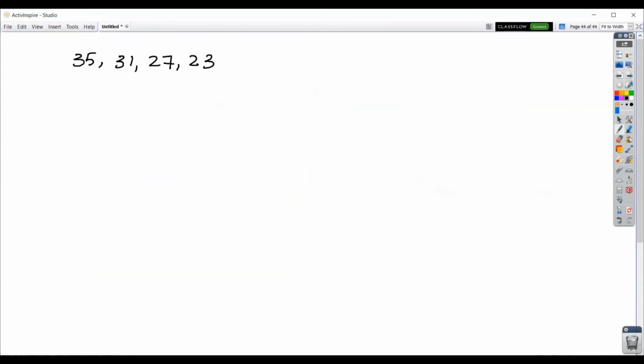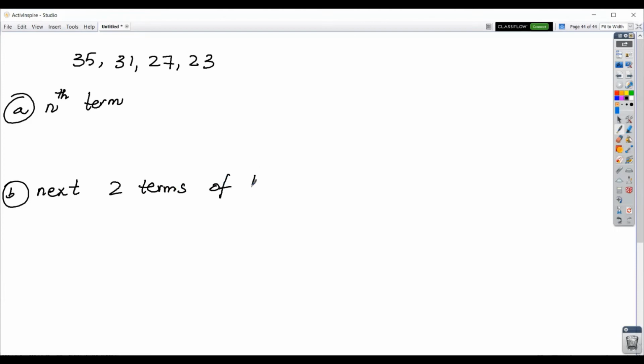What we are finding out in this question is, the first thing, the nth term of the sequence. Then for part B, we are finding the next two terms of the sequence. And the last thing that we are finding out is whether 100 is a term of the sequence.